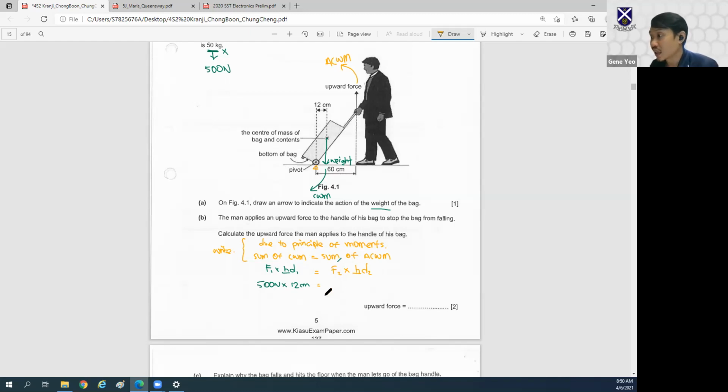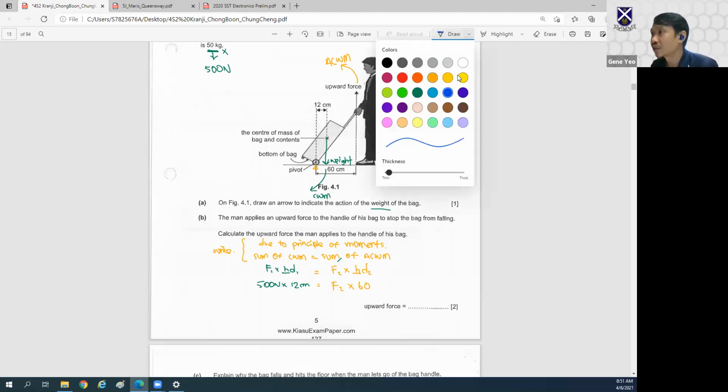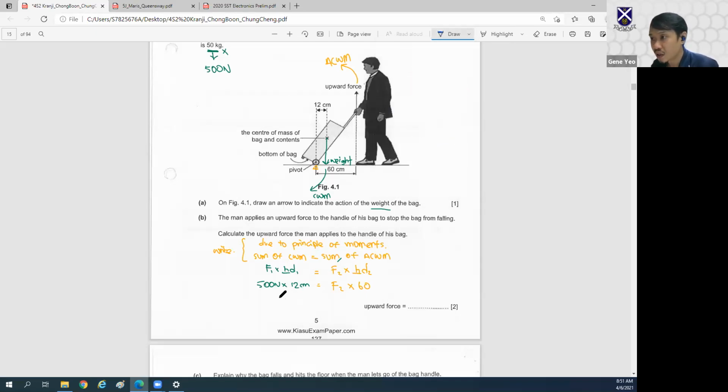So the upward force here is the unknown. I don't know what it is. I'm just going to leave it as F2, all right? The perpendicular distance over here is 60 cm. Okay, and finally, you press your calculator. The unknown upward force should be 100 Newton, if the calculations are correct.